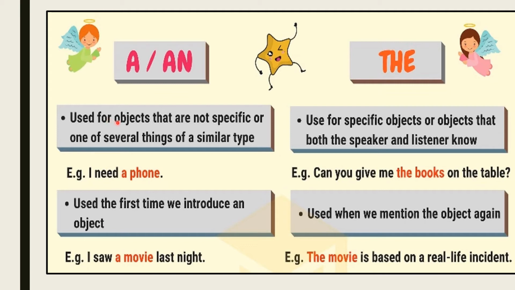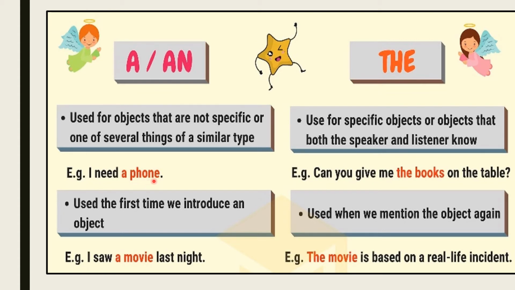Some other rules of a, an and the: a and an are used for objects that are not specific, or one of several things of a similar type. If the noun, which is used to write the article, is a common thing, a is used, but with specific things, the is used. For example, I need a phone.